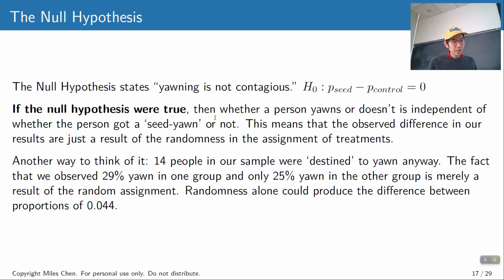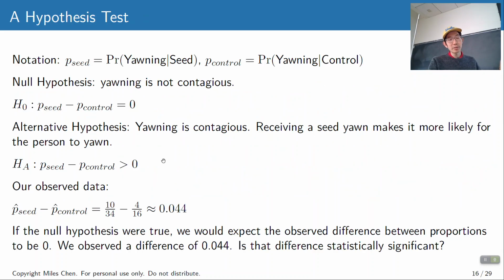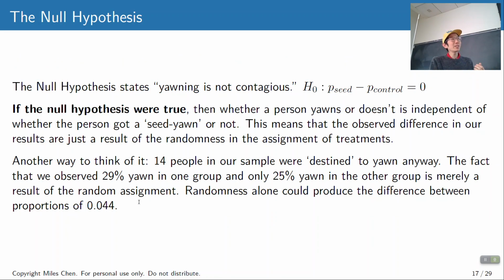Another way to think of it, and it's a little funny to hear this word destiny here, is that we had 50 people in our data, and out of those 50 people, 14 in total yawned. 10 in the seed group, 4 in the control group. So we can think that, out of 50 people, some people were destined to yawn anyway. They were just going to yawn, whether they were in the control group or the seed group. It didn't really matter what happened. If they sat in the room, they were going to yawn anyway.